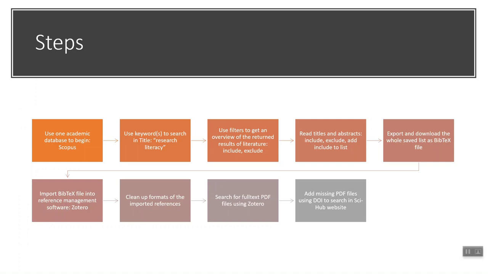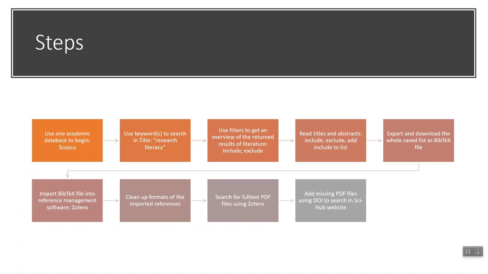The third step is to use some innate integrated filters on Scopus to get an overview of the returned results of the literature you found using the keywords you just used. These filters will help you to briefly include and exclude some literature from the results. The fourth step is to read the titles and abstracts carefully and further include and exclude literature from the results. And Scopus has this function of adding your interested literature to a temporary list.